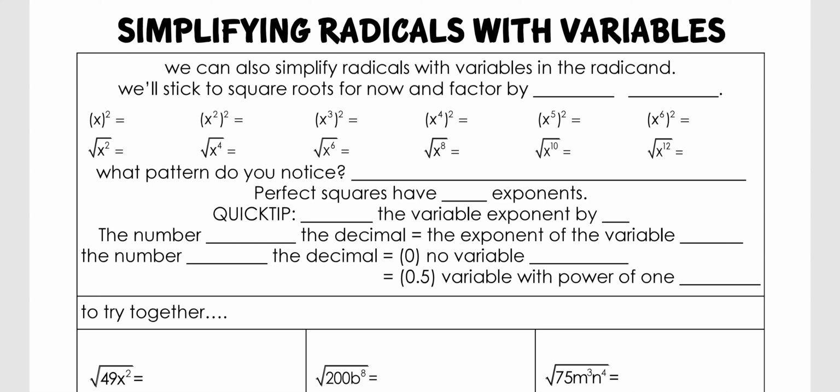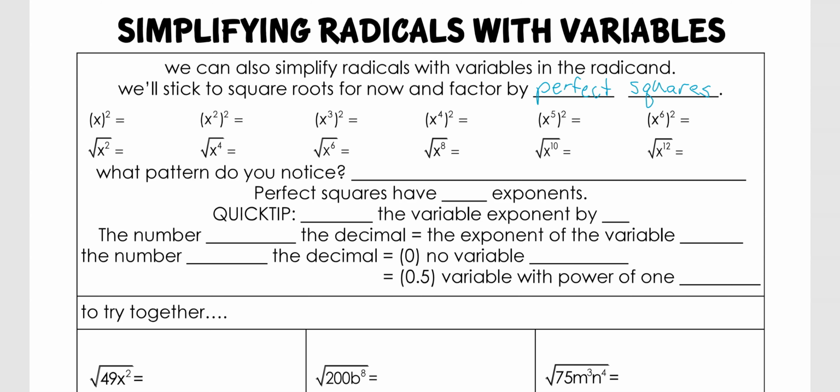This is our third part of our simplifying radicals lesson. Our first part was the introduction where we explained what a radical expression was. Our second part involved simplifying radicals that had no variables in the radicand. And now we are simplifying radicals with variables in the radicand. So for now, we are going to stick to perfect squares, or square roots, sorry, and factor by perfect squares.